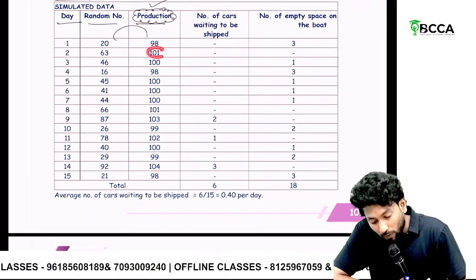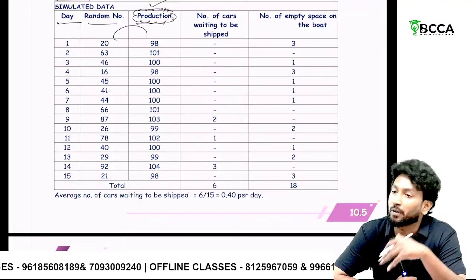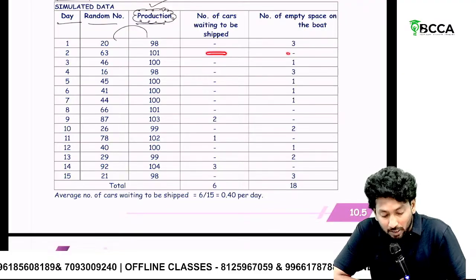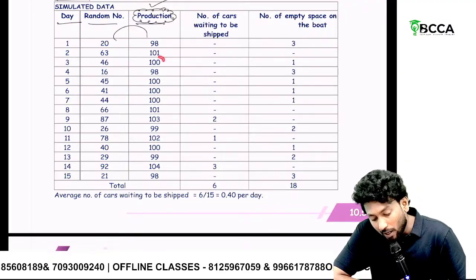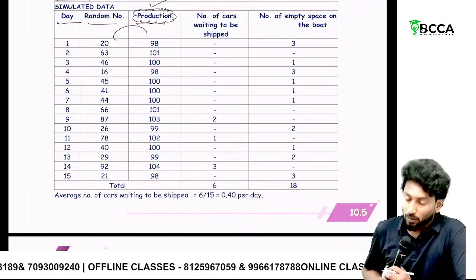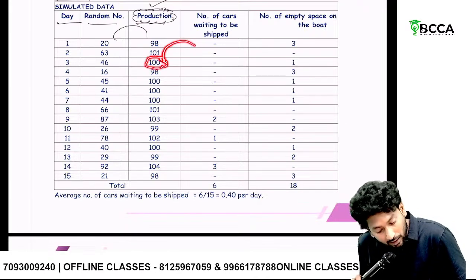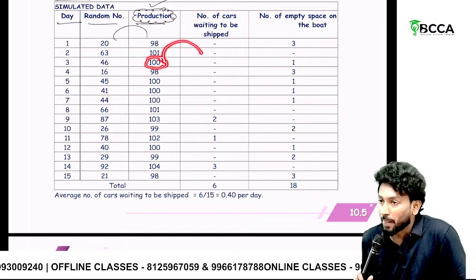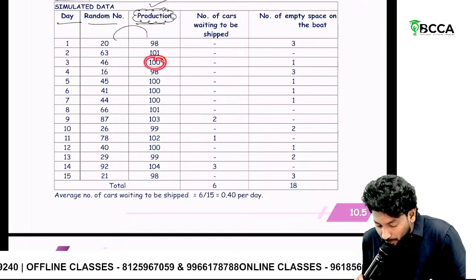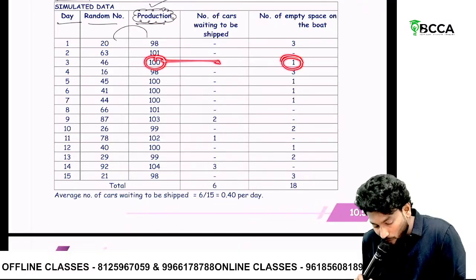Next day, 101 is the production. How much space in the ship? 101. We can keep all the cars in the ship. Any cars waiting to be shipped? No. Empty space on the ship? No. Third day production 100. These 100 cars will be taken to the ship. All 100 cars can be placed on the ship, as the ship has 101 space. Any cars waiting to be shipped, sir? No. So empty space 1.